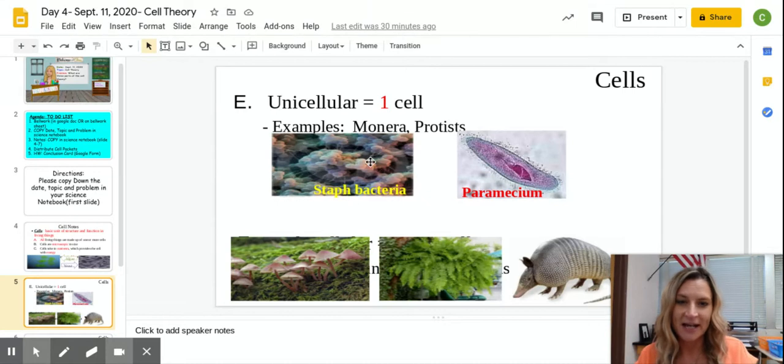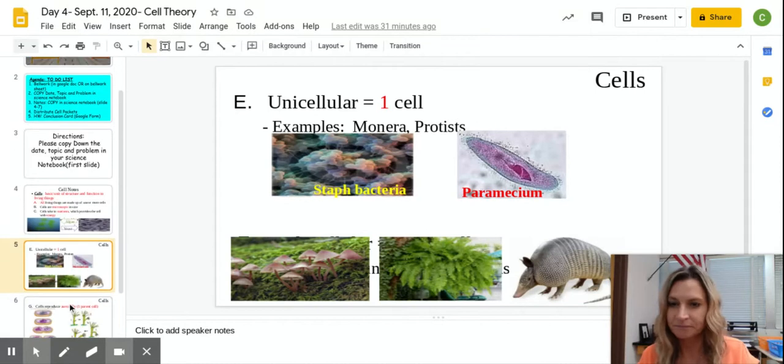Here we have the staph bacteria that can make you very, very sick. Most bacteria are monerans. Then we have a paramecium, okay, and he is a freshwater organism. This is it. He's one cell. Again, please put unicellular, one.